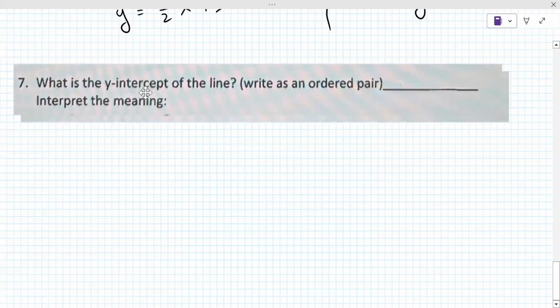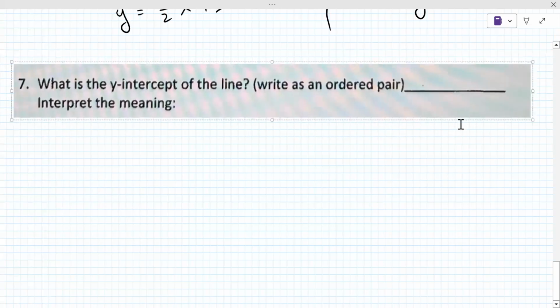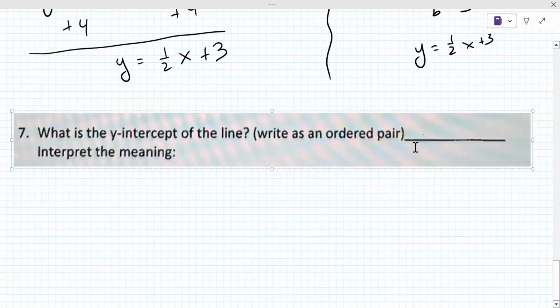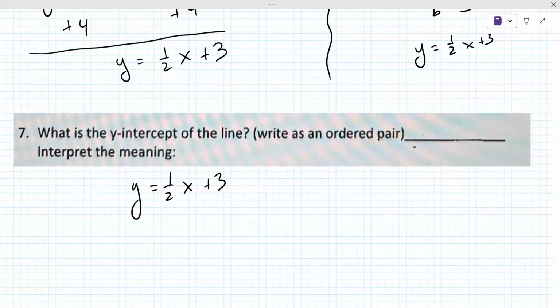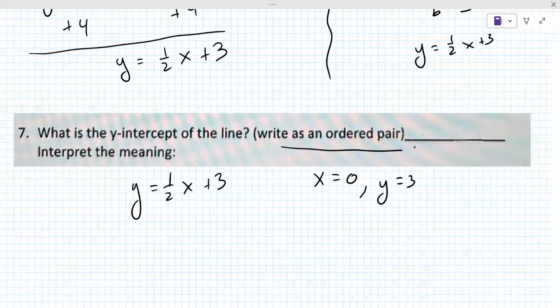What is the y-intercept of the line? Write as an ordered pair. So either one of these, the equation is y equals 1/2 x plus 3. Which of these is the b value, the intercept? The 3. Yes. Okay, now it says to write as an ordered pair. It's like, what does that mean? Well, when x is 0, y is 3. So that counts. You just put a 0 there.